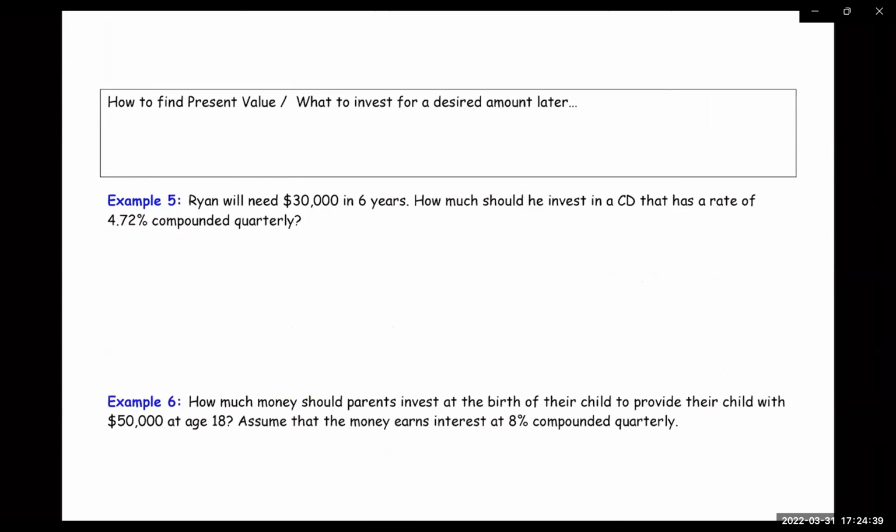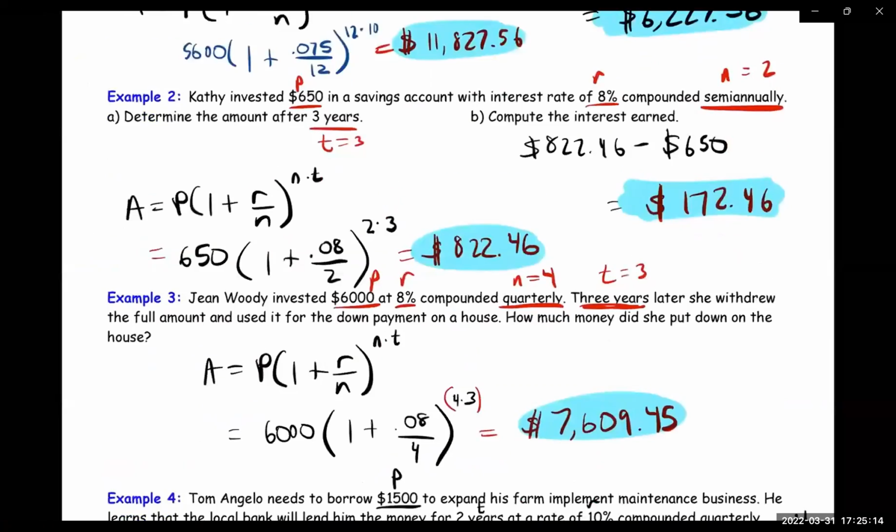It says here, all right, first of all, they want to know how to find present value. So there is a formula for that, present value. So let me give you the formula, then we can talk about it after. So here's the formula for present value. It's going to be P equals A over (1 plus r over n) to the nt power. So it's basically the same exact formula, except you're solving for P.